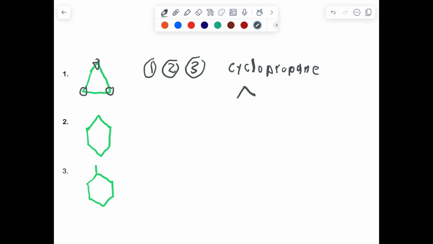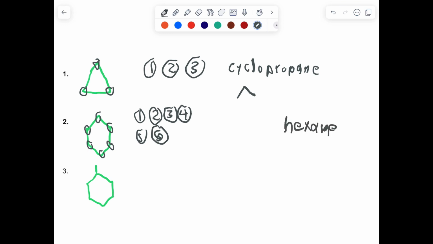And proceeding on to number 2. 1, 2, 3, 4, 5, 6. We have 6 total carbons. So thinking back, that would be hexane, but again, we're going to need that cyclo in front of the hexane to make it accurate. And we're going to move on to number 3 here. Pardon me, I'm just going to fix this real quick. Important to remember there's no space between the cyclo and the hexane.